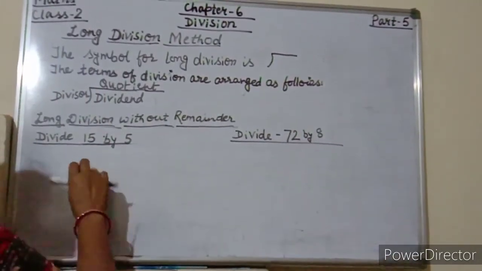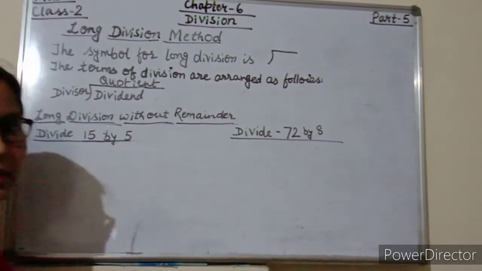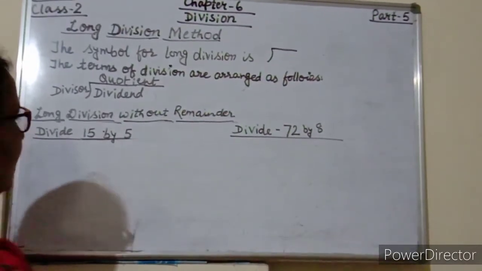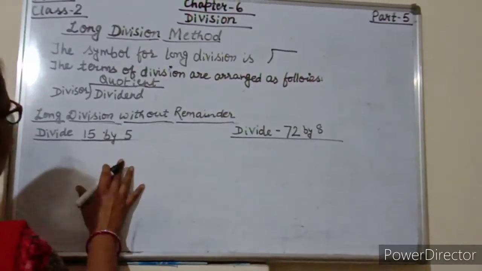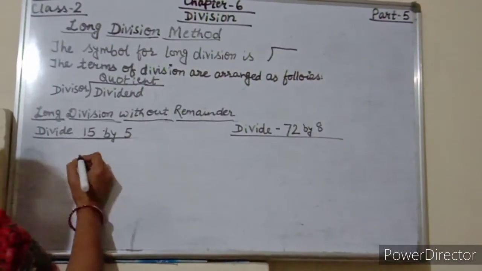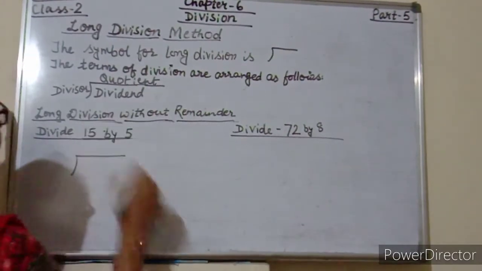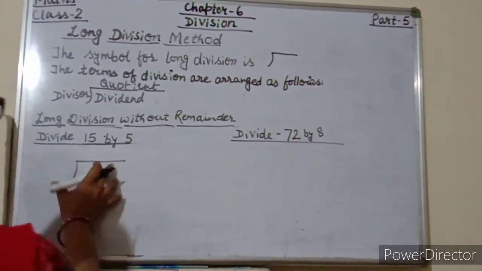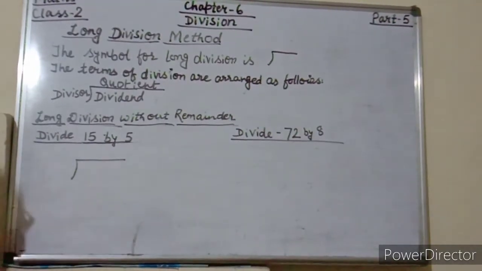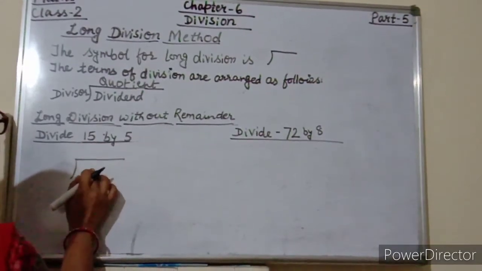Here I have given you two sums to divide. Start, students: how will you write? Yes, first of all you will have to arrange these numbers. So how will you arrange? First of all, make a symbol for the long division. Now what will we write here? Here we will write 15 as the dividend.